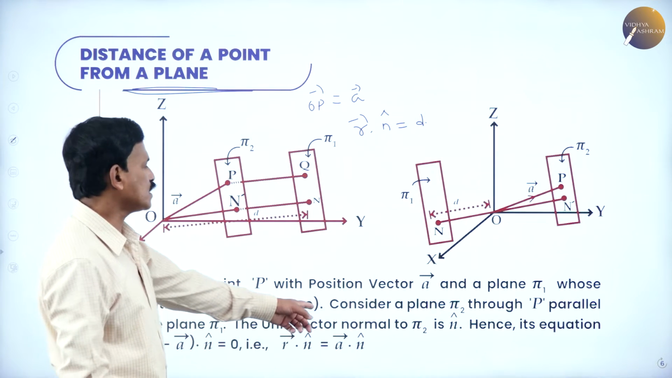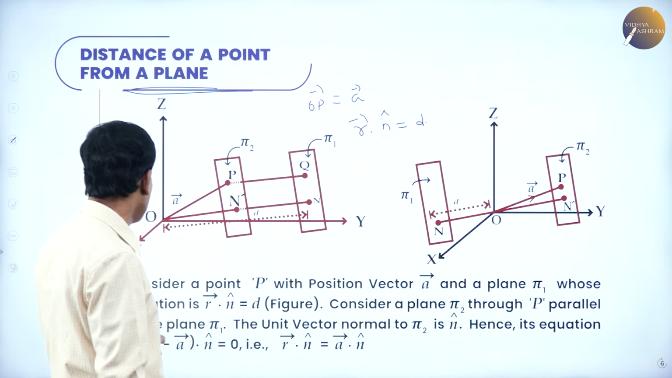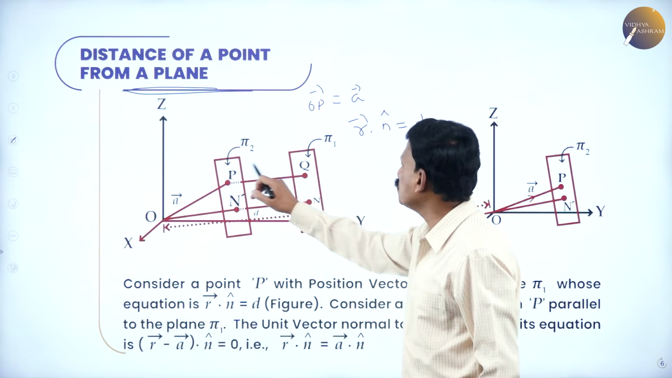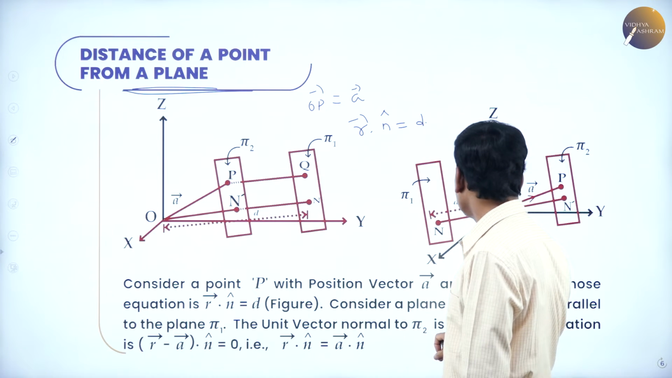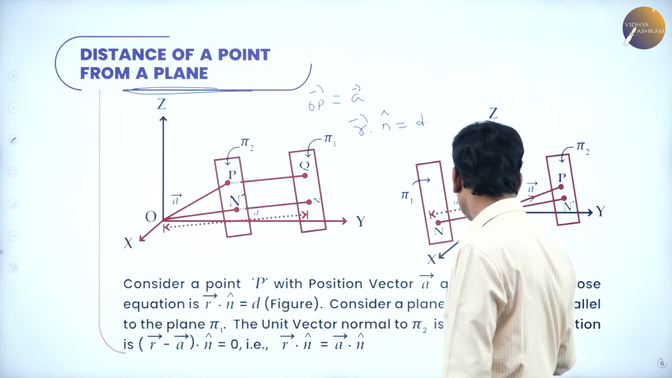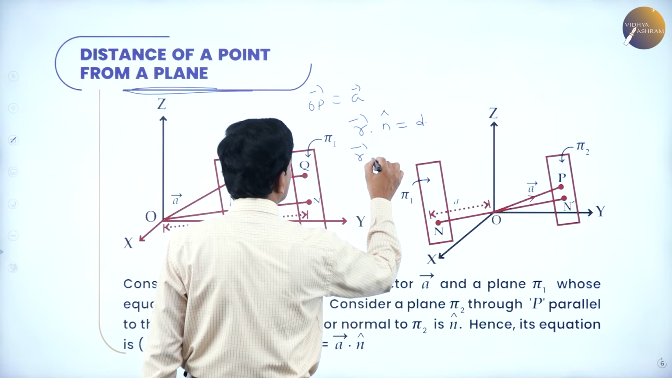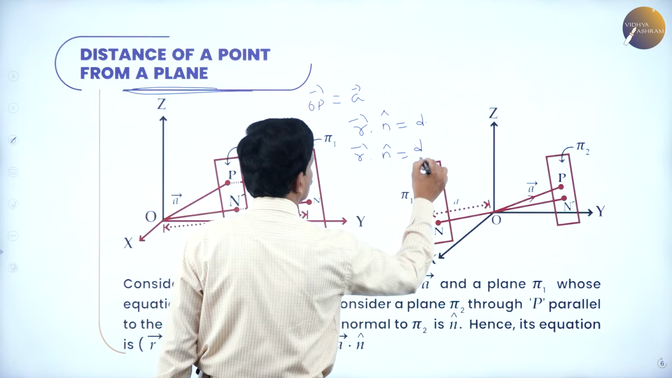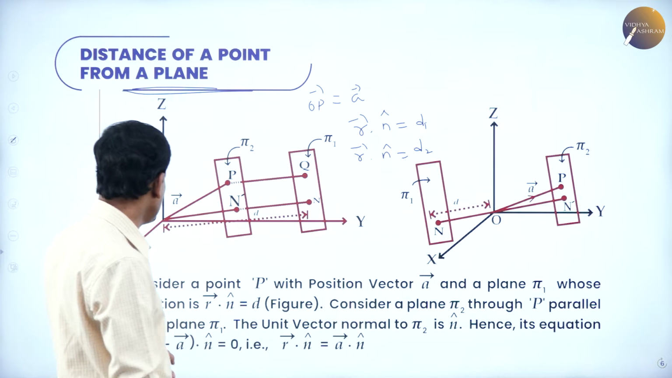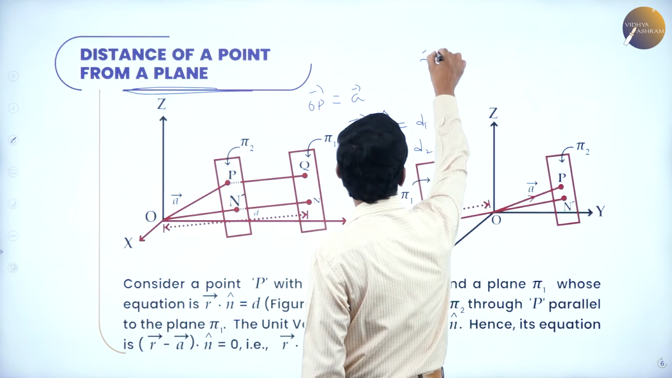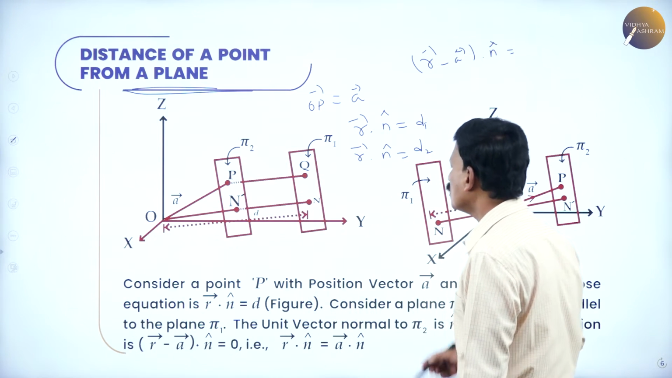Now let us consider another plane pi 2, which is parallel to the plane pi 1, and the unit normal vector is n cap for the plane pi 2. Hence its vector equation is r dot n cap is equal to d2. The equation is given by r minus a dot n is equal to 0.